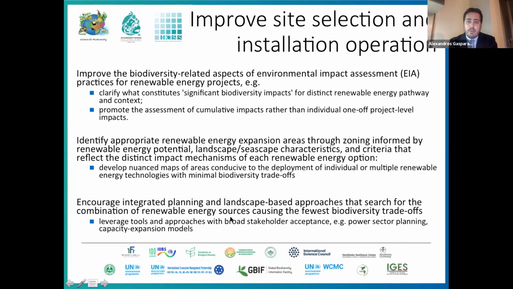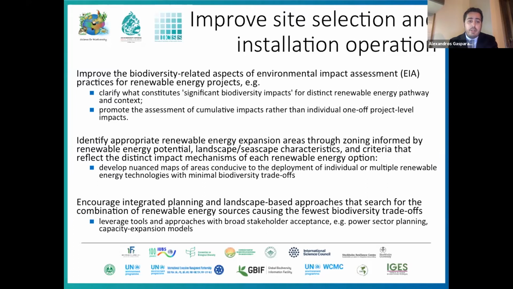The second thing that we need to do is to improve site selection and installation operational characteristics. One of the things that we have to do is to improve the biodiversity-related aspects of environmental impact assessments for renewable energy projects. First of all, we need to clarify what constitutes significant biodiversity impact for distinct renewable energy pathways and contexts. And we need to promote assessments of cumulative impacts rather than individual one-off projects.